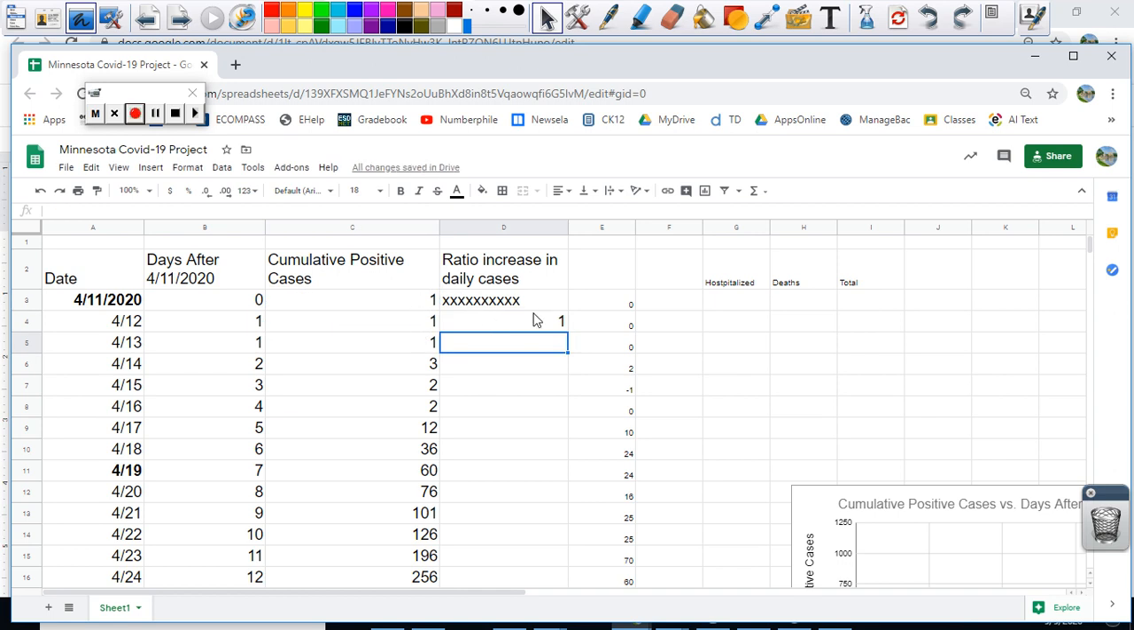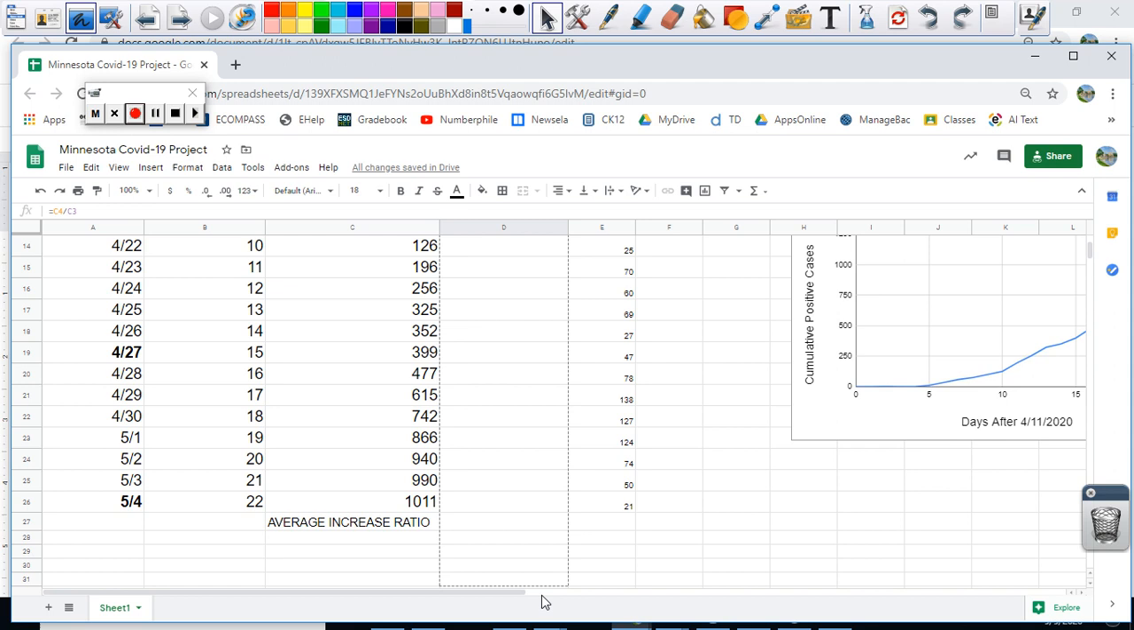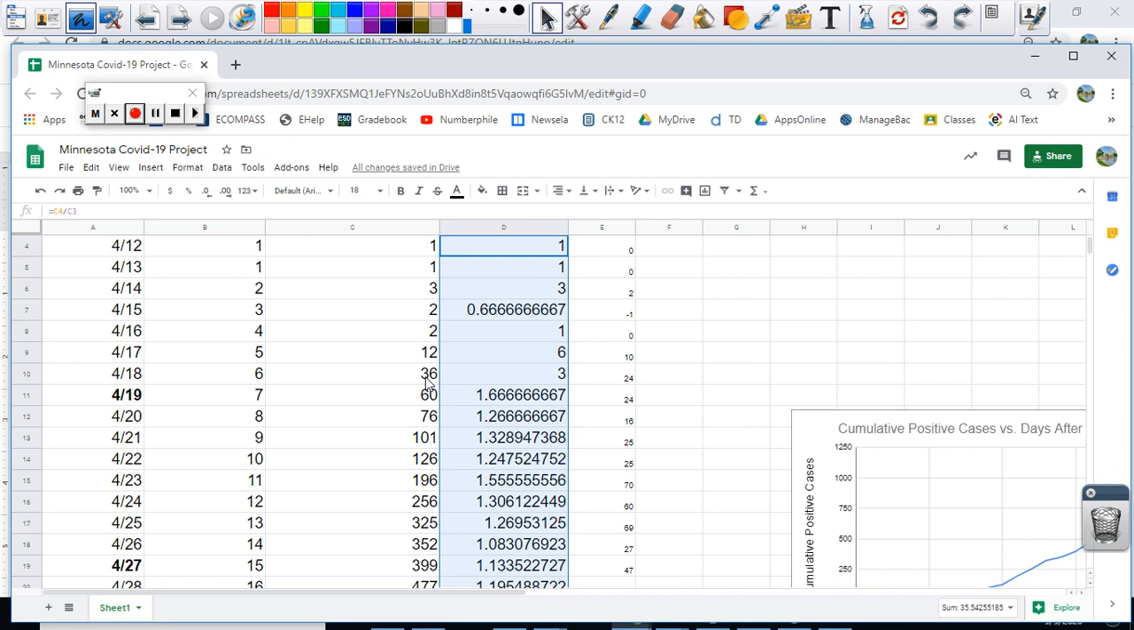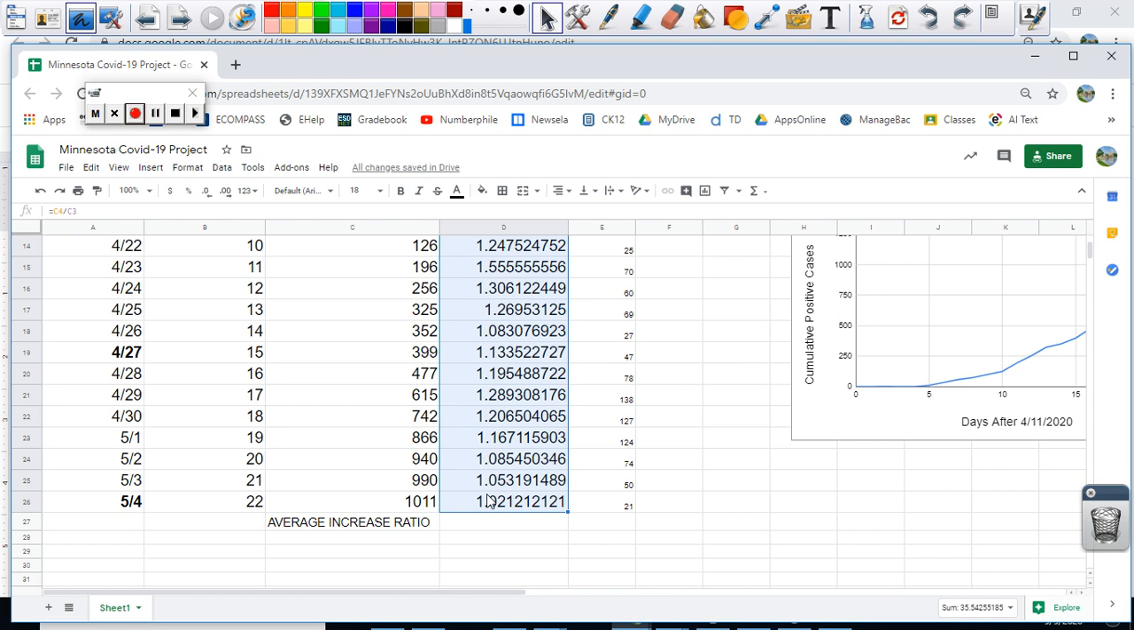And we know 1 divided by 1 is 1, and 3 divided by 1 is 3. And we could do 2 divided by 3, and 2 divided by 2, and 12 divided by 2, and so on. But what about 76 divided by 60? Let's make the sheets do the work. Once you've got this equation set up, notice it's in that fx line. All we have to do is click on this box and drag it down, and it applies that same formula to the rest of the data.